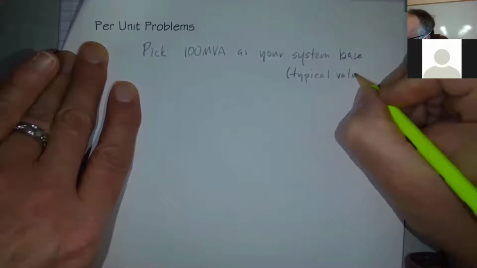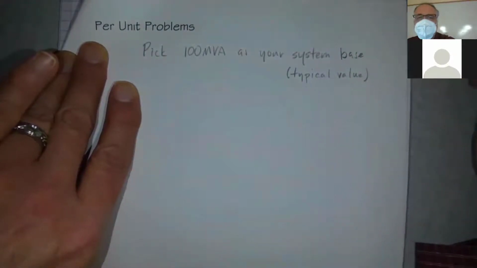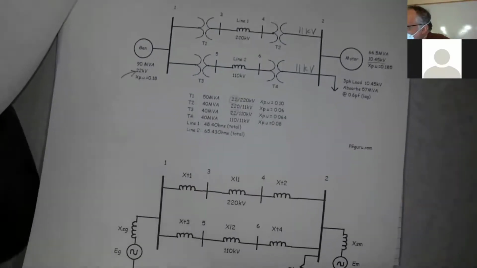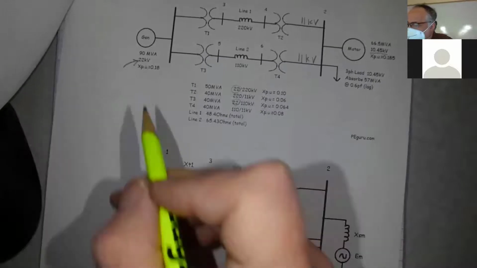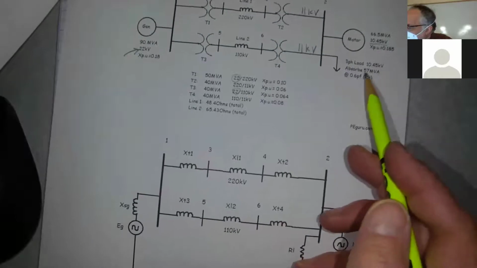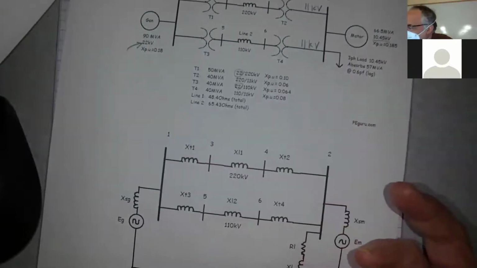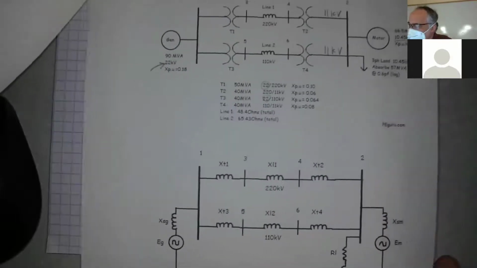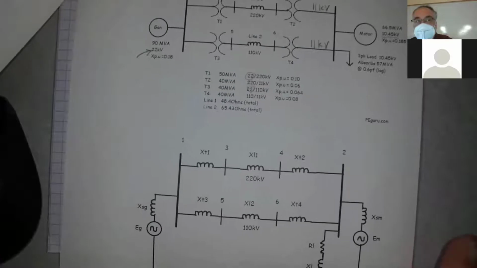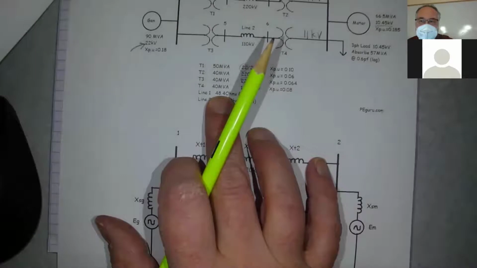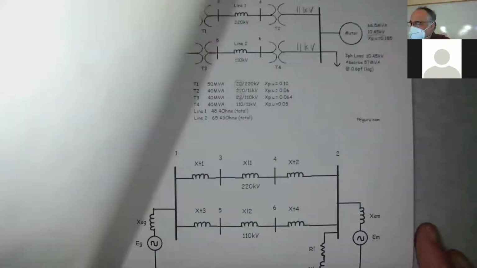Okay. Now, as it turns out in this drawing, nothing is rated at 100 MVA. The generator is rated at 90 MVA. This guy here, 66.5 MVA. And the transformers, 50, 40, 40, 40. Okay. So if you were just doing this problem, it might make sense to switch everything to a 40 MVA base. But again, if you want to be more generic, just make everything 100.